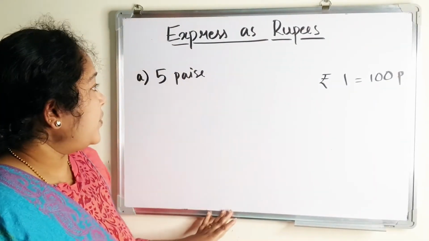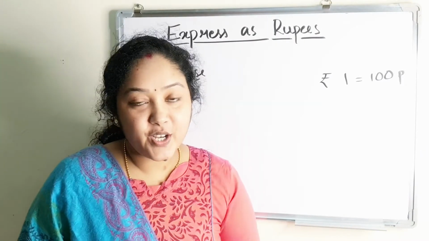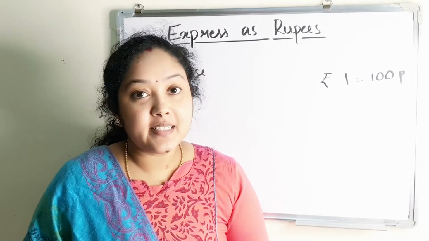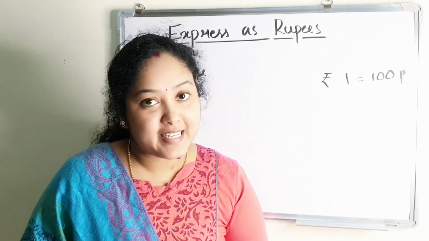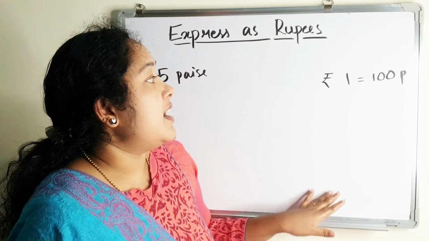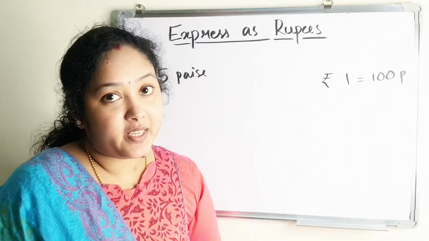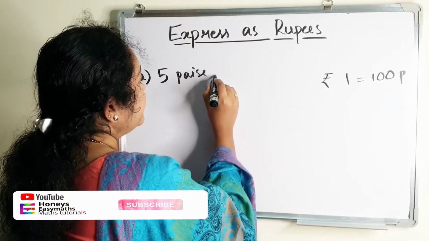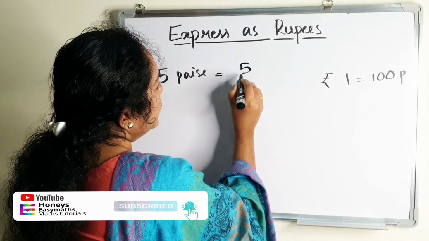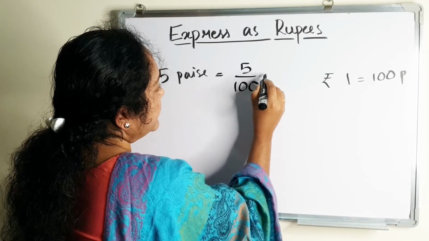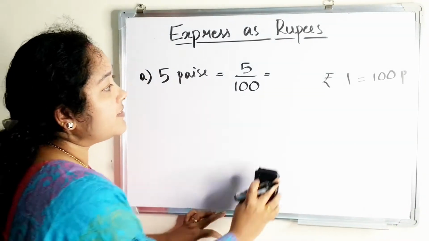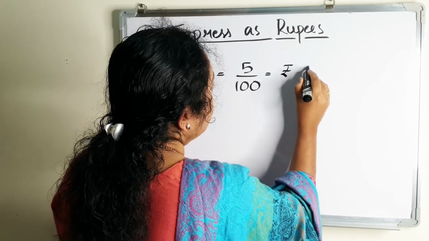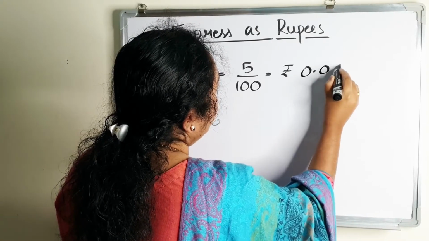First, find paise. To find rupees, or convert paise to rupees, divide the number by its power of relation. That means 100 paise makes 1 rupee. Their power of relation is 100. That is equal to 5 divided by 100, which is equal to rupees 0.05.